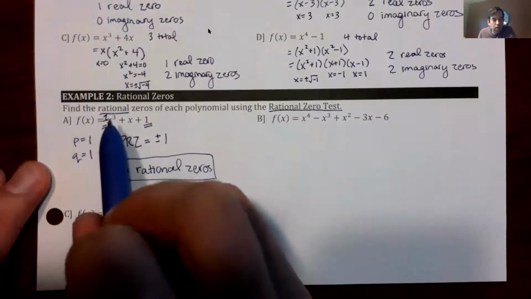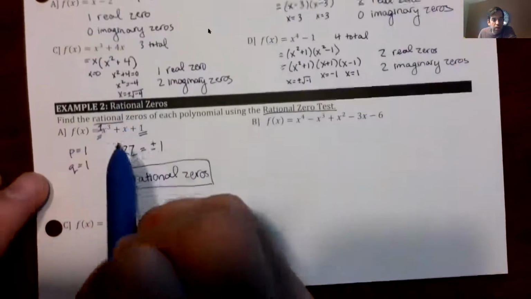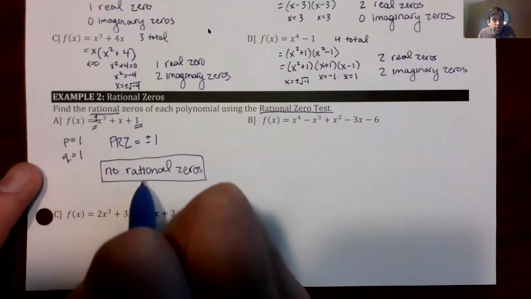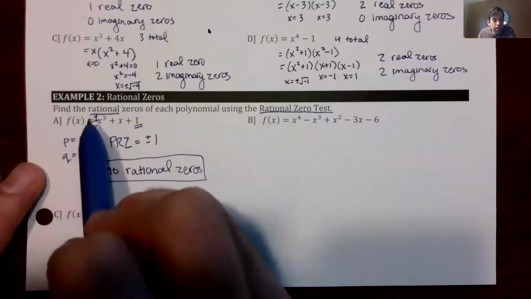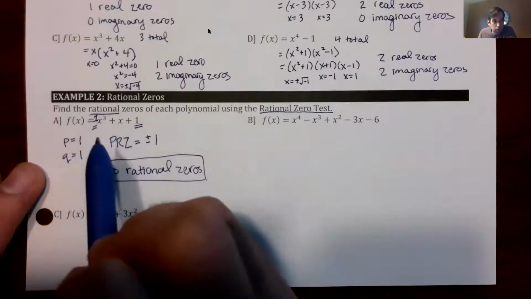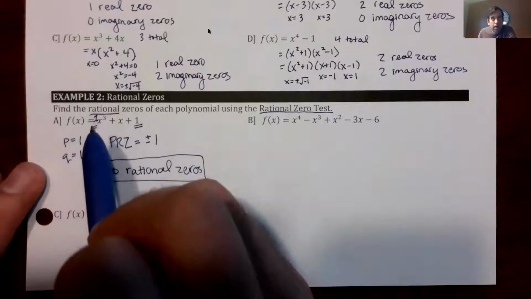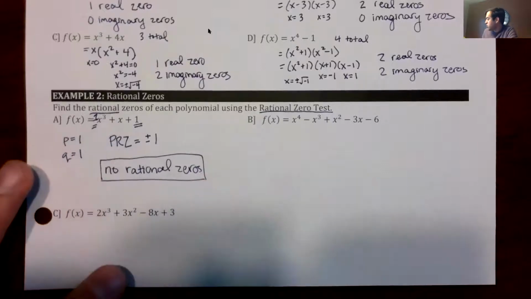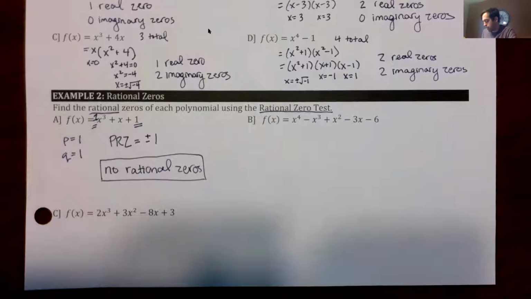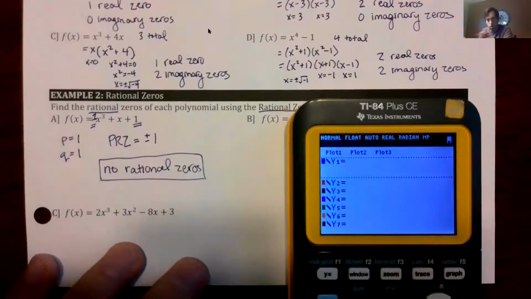So we know from example 1 that there are 3 zeros here, but none of them are rational. So they must be either irrational, real zeros, or imaginary. And we can actually look at the graph to see if we can see any of them. So let's take a look since we're here.